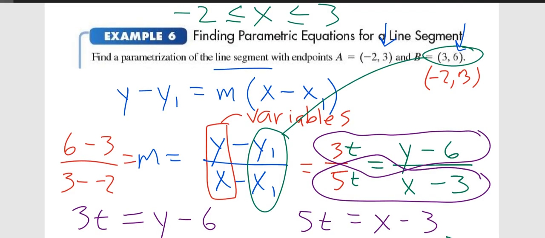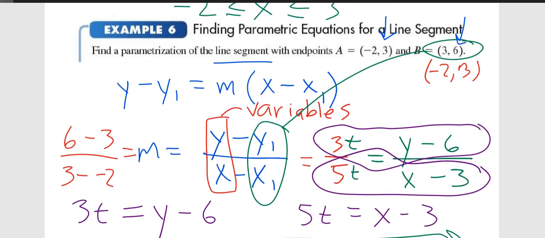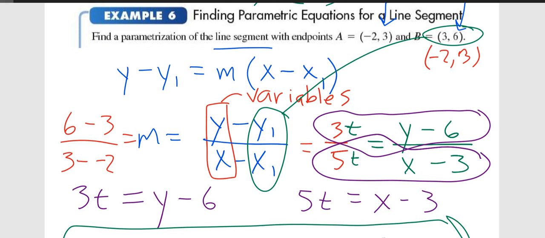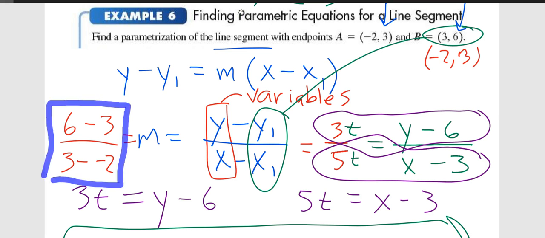We skipped example 5 because example 6 was basically the same. Yeah. Finding parametric equations for a line segment. Okay, so we had to find this. Yeah, we had to find the slope. Okay, so we found the slope. All right, and that ended up being 3 over 5. Right there, we can see that 3 over 5.